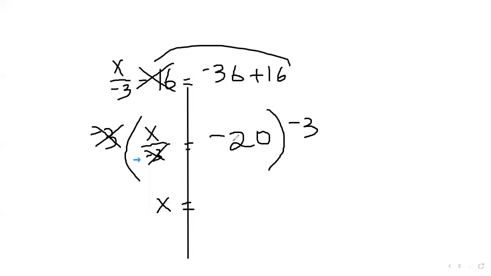And now we have negative 20 times a negative 3. Now, what's a negative times a negative? God knows why, but maybe God and Einstein, that's about it. It's a positive, and of course, 20 times 3 is 60. And that is our answer.